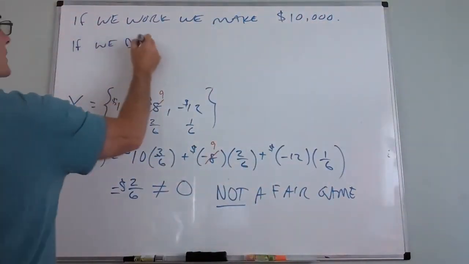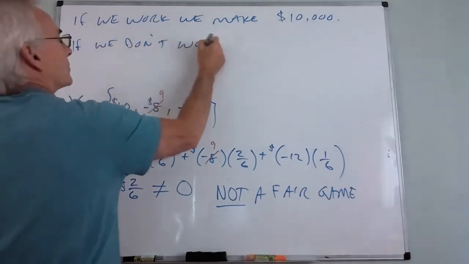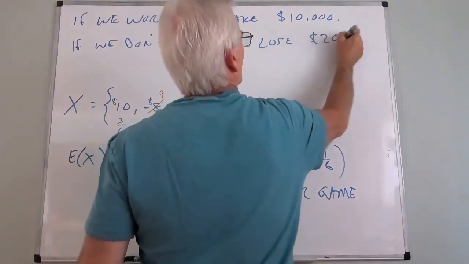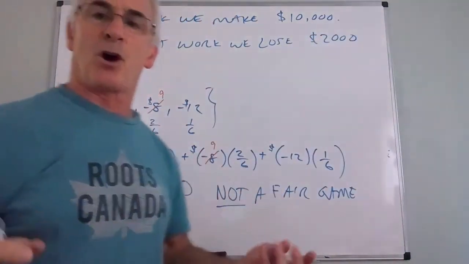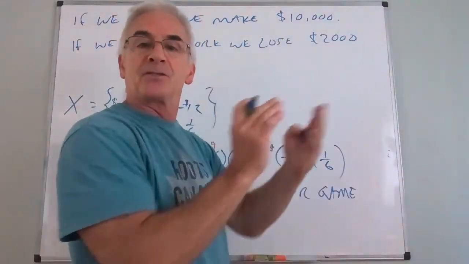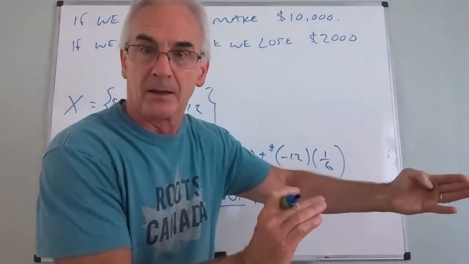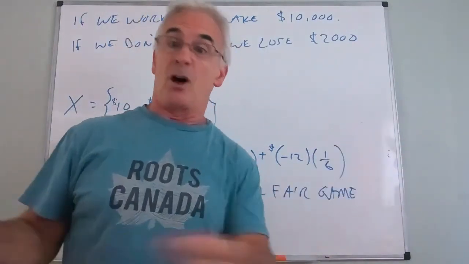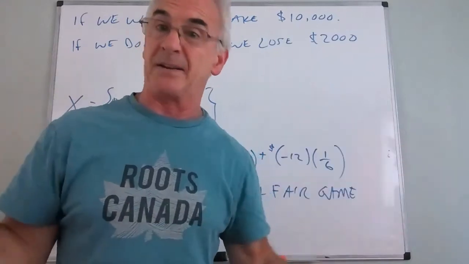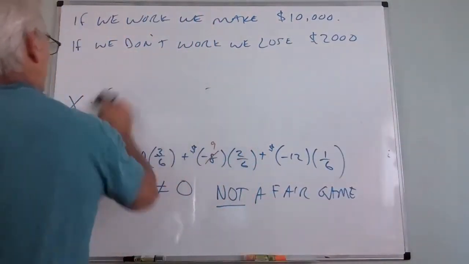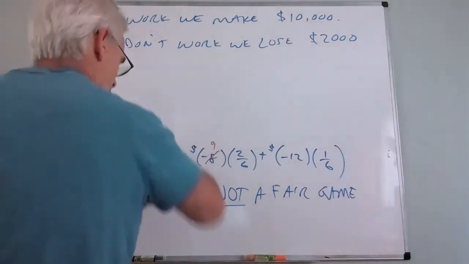If we don't work, we lose, let's say, $2,000 because there are certain fixed costs. You know, I'm renting equipment. But the $10,000 is how much profit we're going to make, taking into account everything else. $2,000 means I lost some money. I had to pay bills but I never got to work. And we cannot work in the rain.